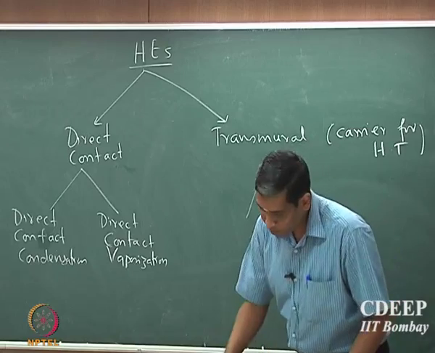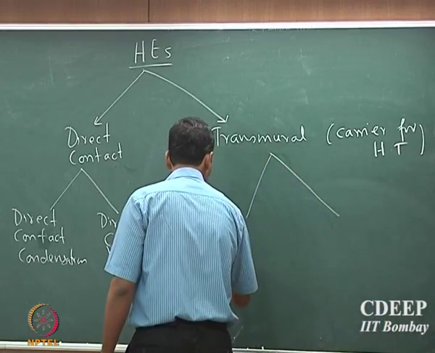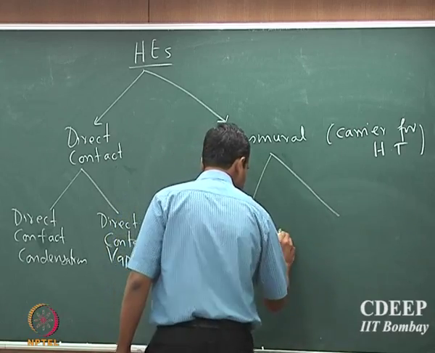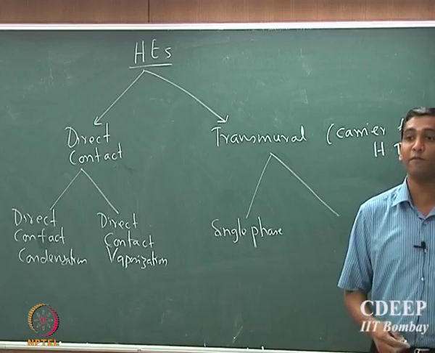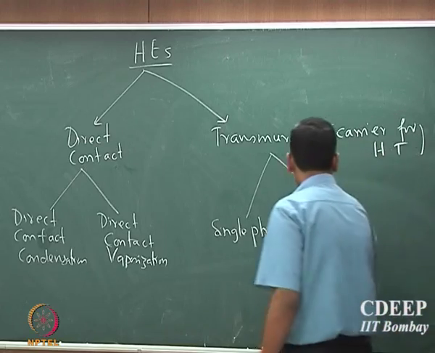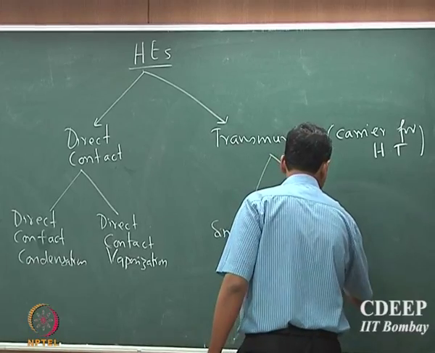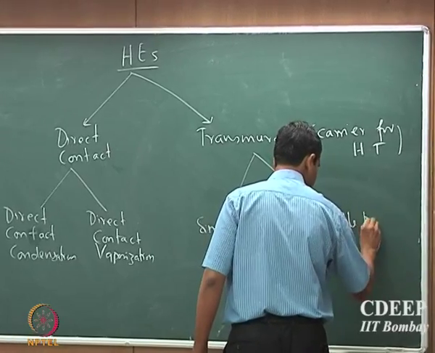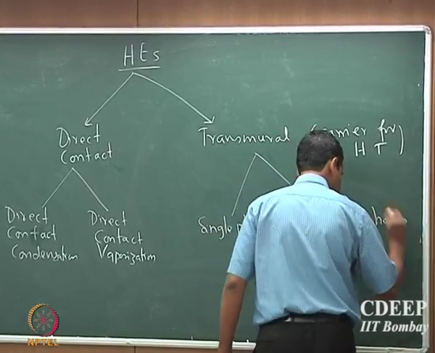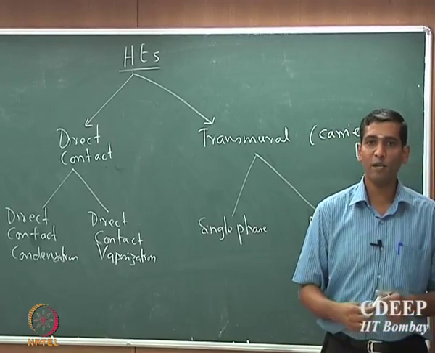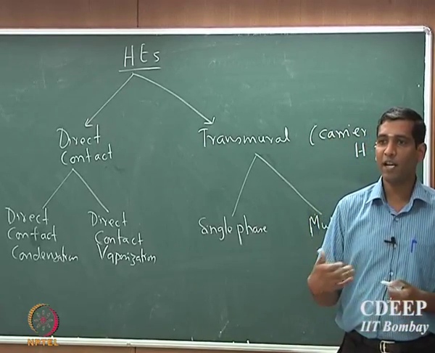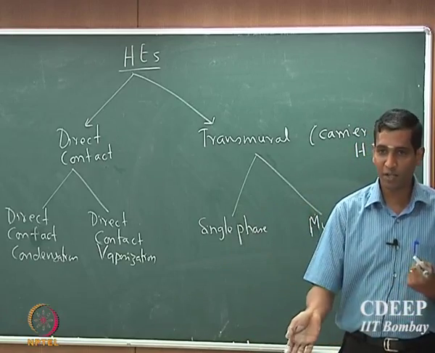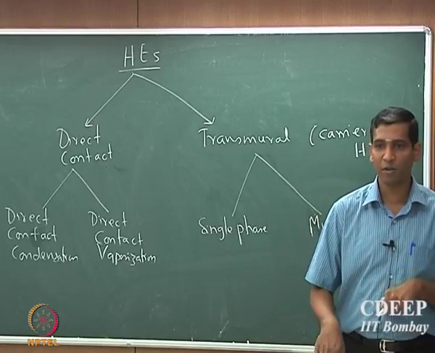you can actually have two types. One, you have a situation where only a single phase of both the fluids is involved, and one in which there are multiple phases. Okay. Multiple phases are involved. For example, it could be like a vapor stream and a liquid stream, or you can have a condensation process, or you can have a boiling process, etc.